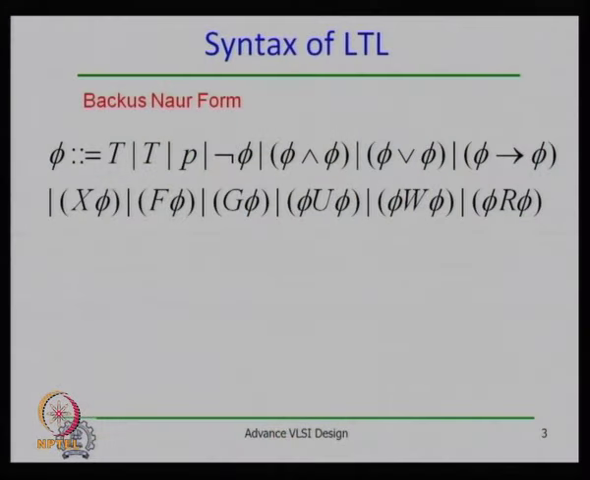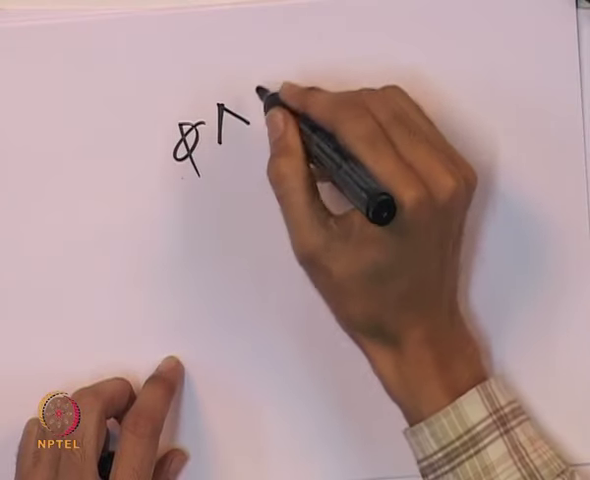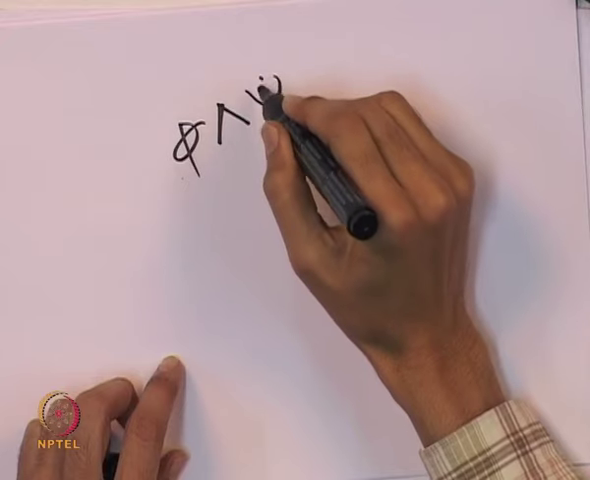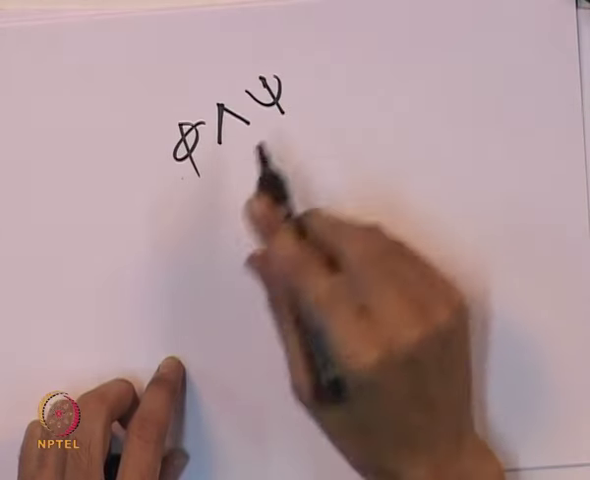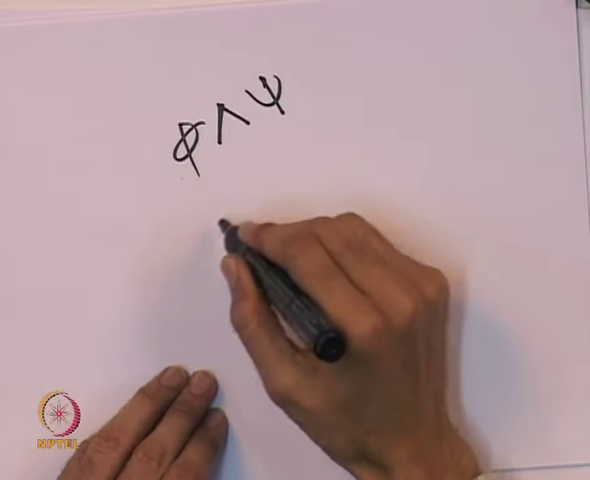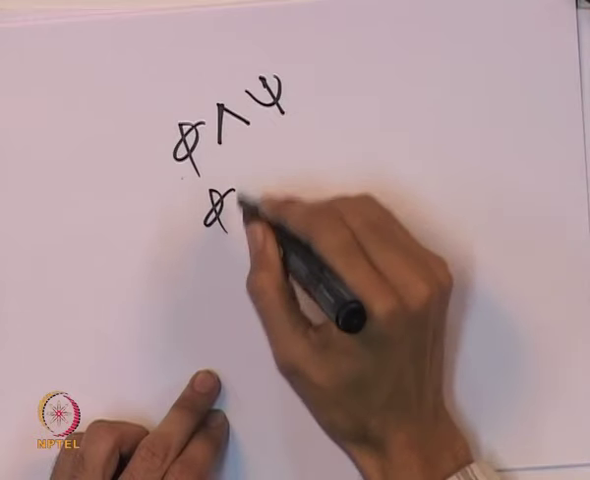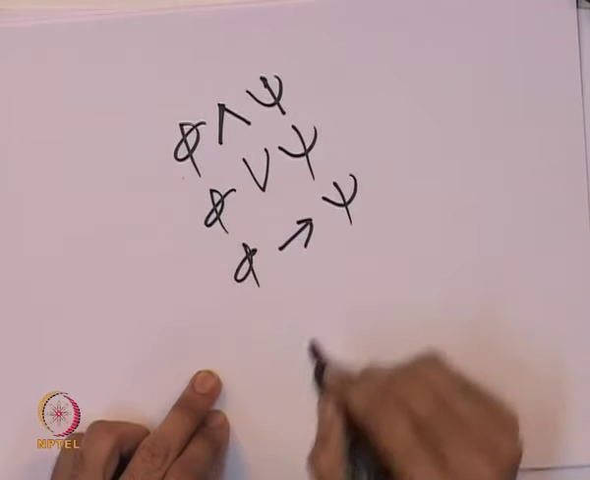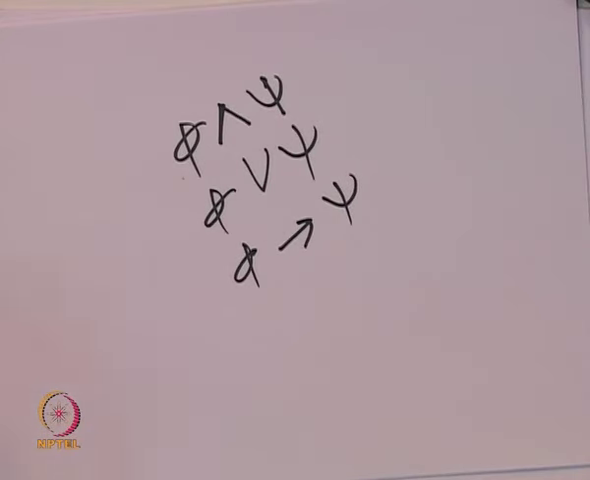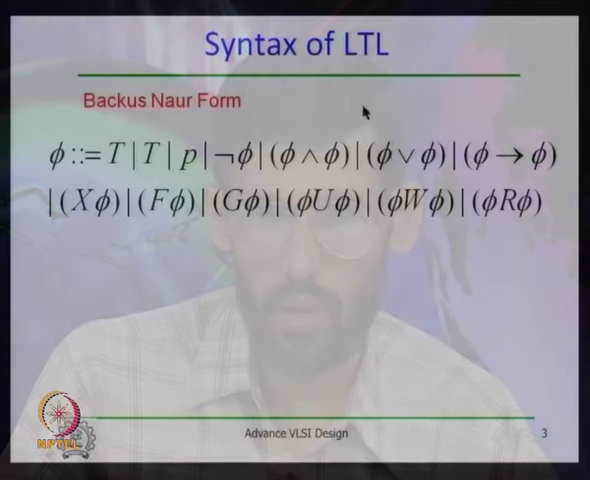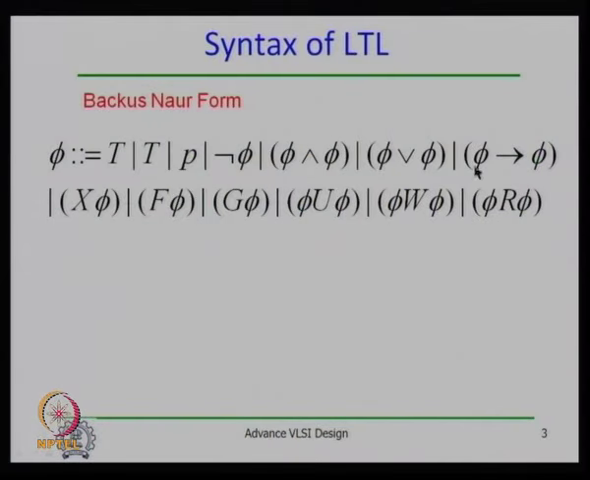Negation of any formula is also a formula in LTL. There can be a conjunction or a disjunction of two formulas. Say there is one formula phi and another formula psi. In that case there can be phi conjunction psi, phi disjunction psi, or phi implication psi. You can write in all these ways. These are the static formulas that we normally use in Boolean logic, and I guess you understand the truth table of these static formulas.